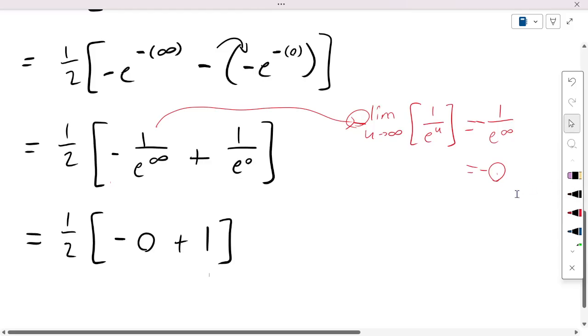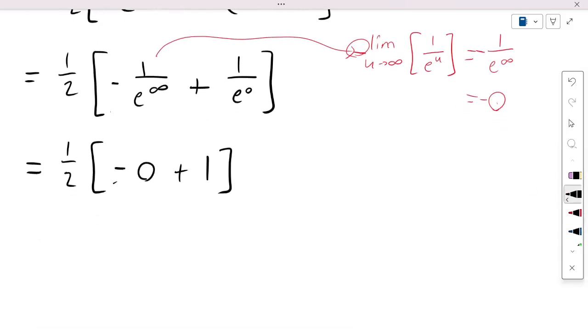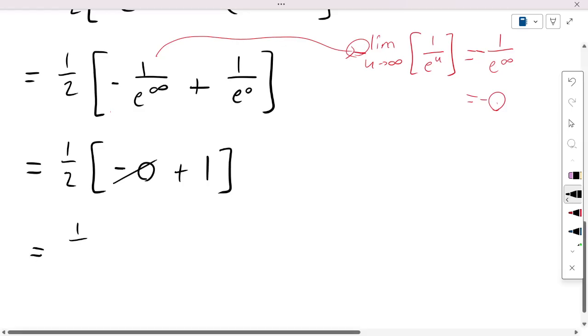And now we can just write it like this. Negative 0 we don't have to consider. So it's going to be a half multiplied by 1, which is just equal to a half. And that's the answer for this definite integral with u-substitution.